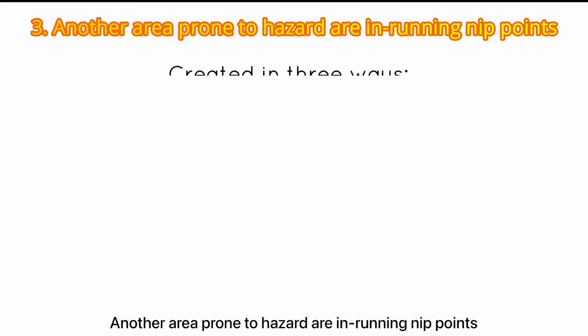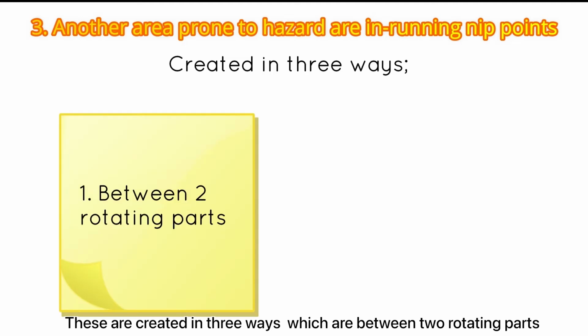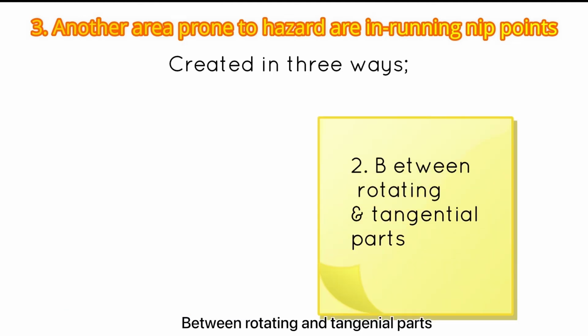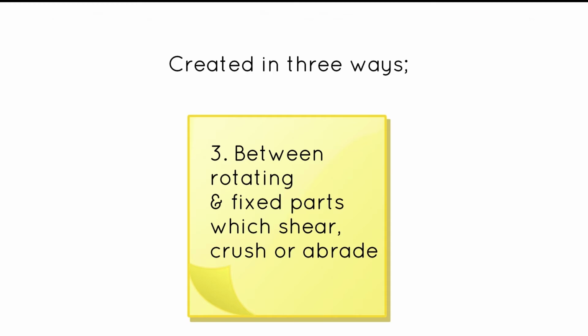Another area prone to hazard is running nip points. These are created in three ways, which are between two rotating parts, between rotating and tangential parts, and lastly between rotating and fixed parts, which shear, crush, or abrade.